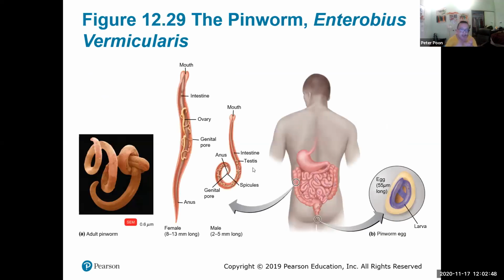Then that gets the eggs on their hands, and kids touch other kids, and it ends up in their mouth, and they swallow. Next thing, they spread pinworms.